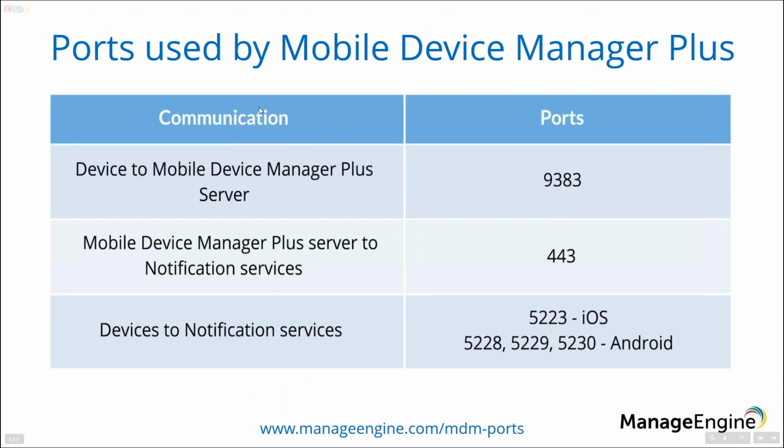These are the ports used by our MDM solution. 9383 is the port used for device to server communication, and the device to notification services communication happens through these ports. To know more about the inbound and outbound port information, you can always visit the URL mentioned below.